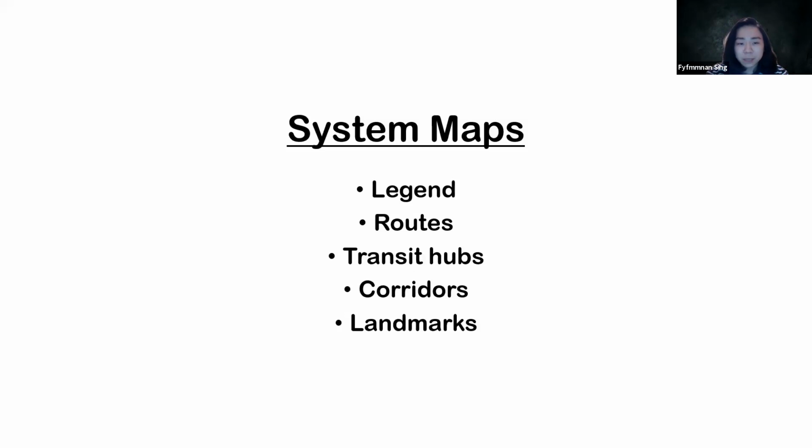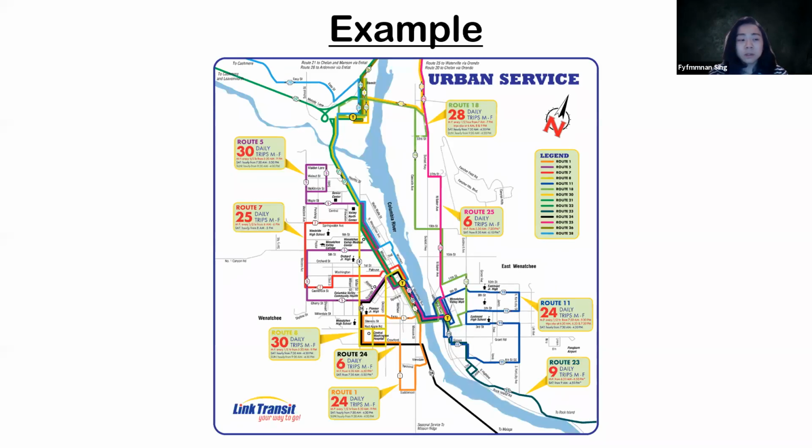So now let's do an example to visualize all this. This is the system map for Link Transit, which is in Chelan and Douglas counties in Washington. Let's go through all those points. First we have the legend on the right-hand side. This legend doesn't really tell us very much. It just tells us what colors each route corresponds to. There's not very much in this legend, but it might be helpful to see how they map out on the actual system map.